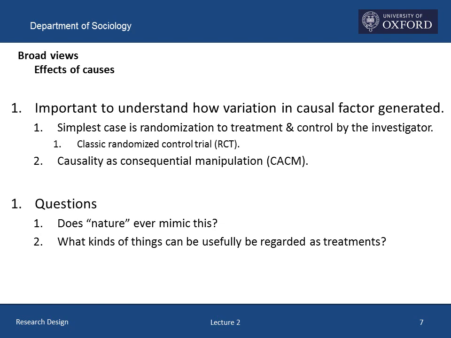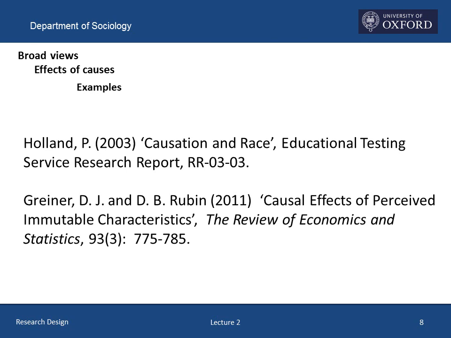Holland is quite clear that the kind of causal inference he is interested in requires the possibility that cases could, at least in principle, be exposed to either the treatment or to the control condition. The implications of this view are gone into in greater detail in articles by Holland himself and by Greiner and Rubin, which I recommend to those of you who want to know more about the issues that are at stake.